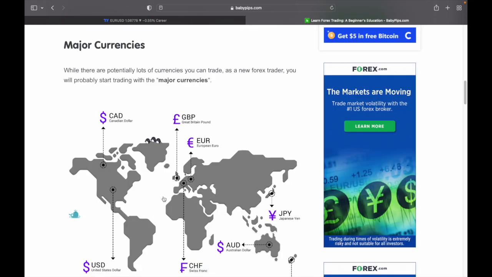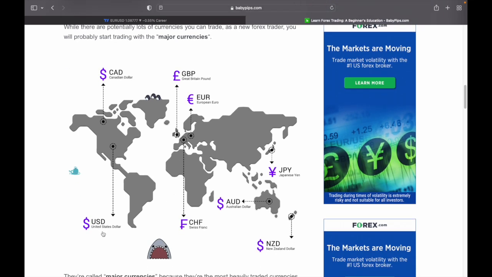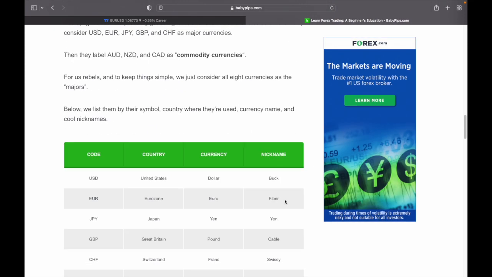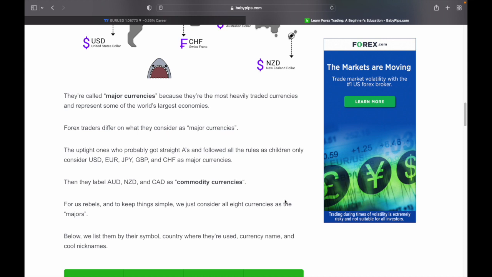So, major currencies. While there are potentially lots of currencies you can trade, as a new Forex trader, you will probably start trading with the major currencies. It has a list of them: the Canadian dollar, US dollar, the Great British Pound, Euro, yada yada. There's a few more. They're called majors because they're the most heavily traded currencies and represent some of the world's largest economies.